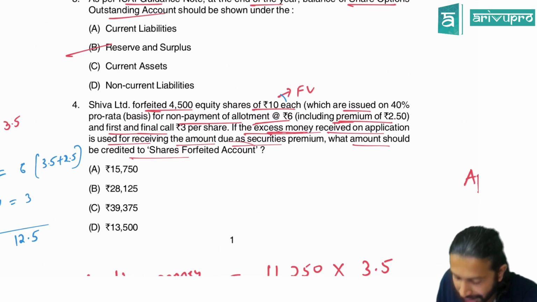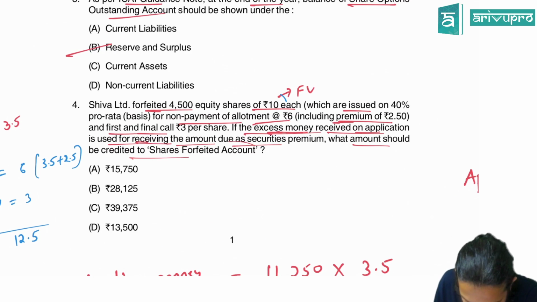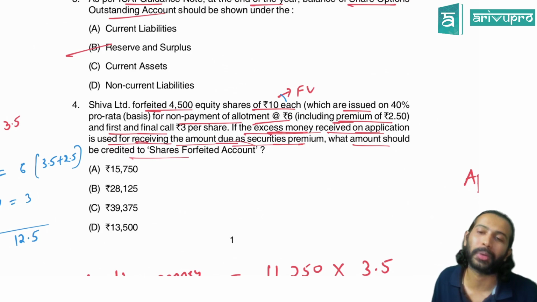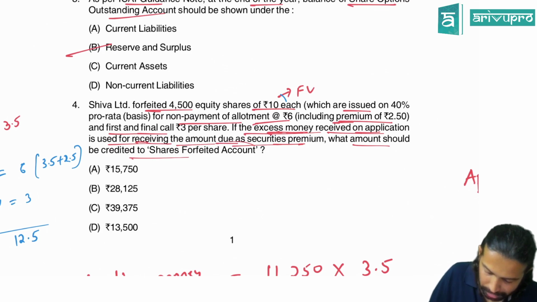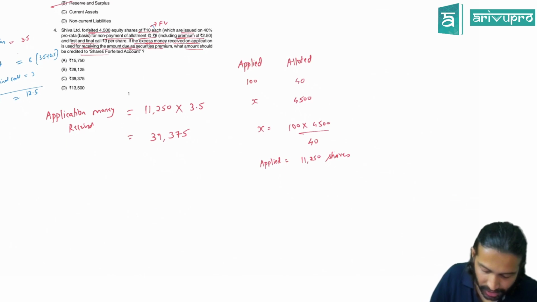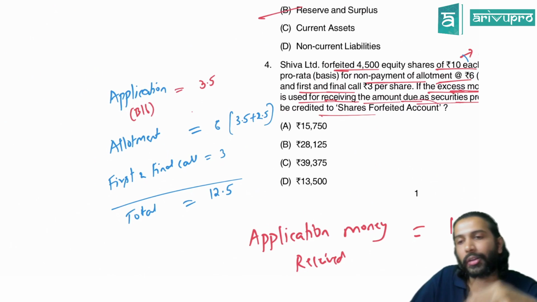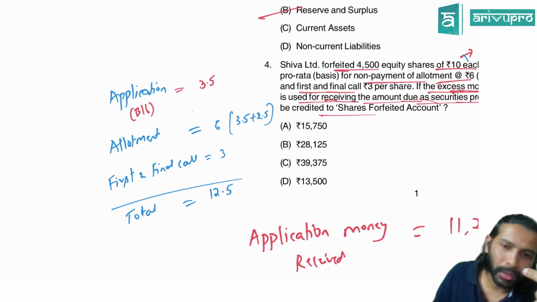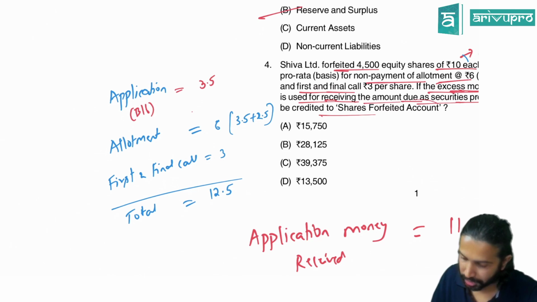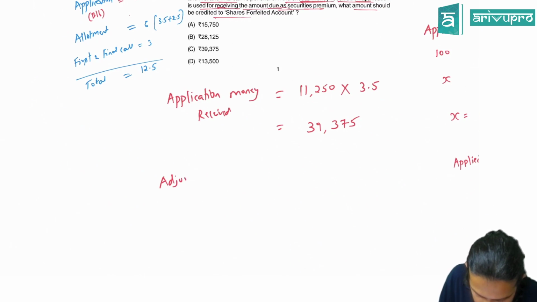If excess money is received on application, it is used for adjusting the amount due as securities premium. So whatever excess money these shareholders have paid is adjusted against securities premium. Do you have any securities premium here? Yes, 2.5 rupees is the securities premium. Some money they have adjusted towards securities premium, sir. How much do you think is adjusted towards securities premium?